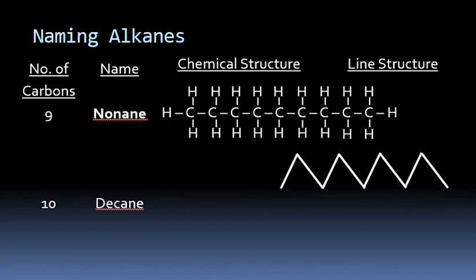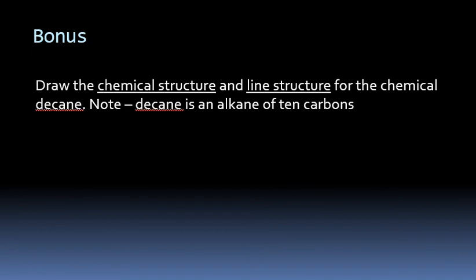So for this part of organic nomenclature, simply do the last one, which would be to draw the chemical structure of decane and also include its simplified line structure. Now, just to note, decane is an alkane that has 10 carbons in it. So there are 10 carbons, and then you have to fill in the hydrogens for the chemical structure or leave them out for the line structure. And that would be it for this part of organic nomenclature.